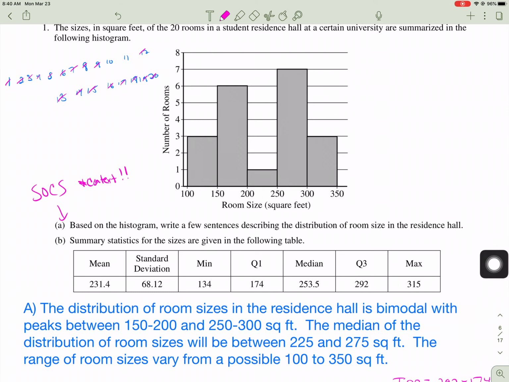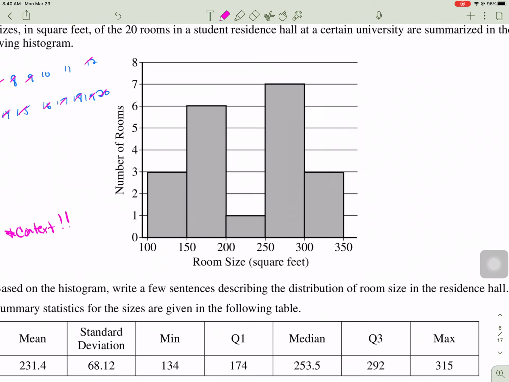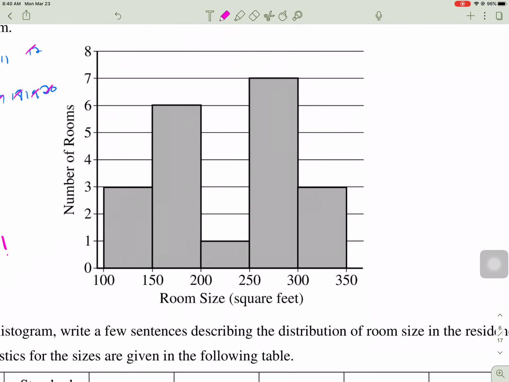Then, for center, and center is a little interesting here. We don't have the data points, so I can't really find a mean. So instead, I'm going to try to talk about median here. Remember, for symmetrical data, we like to talk about mean. Skewed data, we kind of like to talk about the median. But for histograms, it's kind of hard to talk about the mean ever.